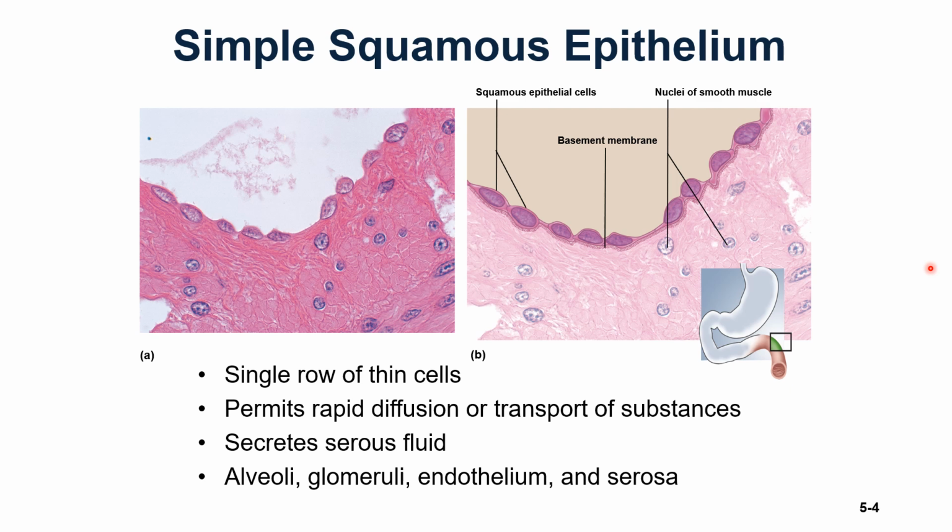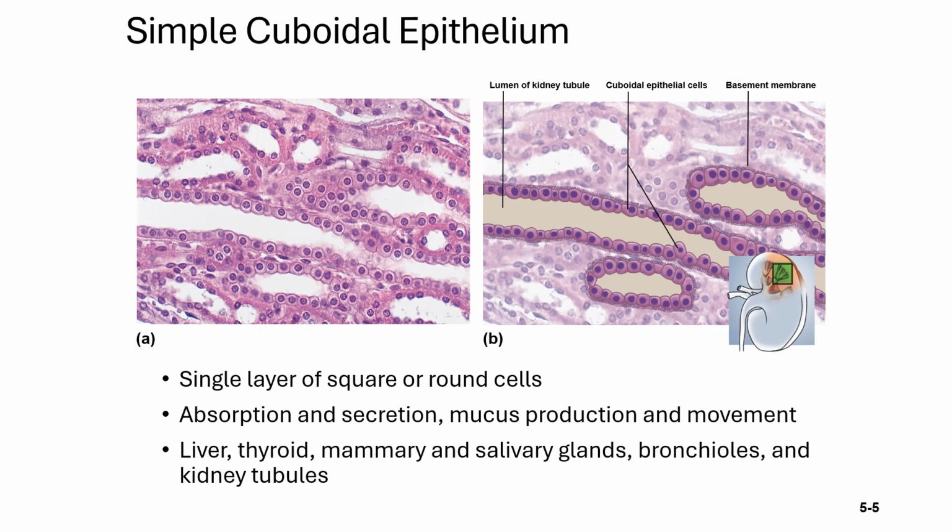So that is a simple squamous epithelium, usually seen in the lining of the intestine, lungs, and also the lining of blood vessels. Simple cuboidal epithelium has got a single layer of square or round cells. So that is a simple cuboidal epithelium. The main function is absorption of nutrients. They also secrete some mucus. Examples of a simple cuboidal epithelium are the cells of the liver, the thyroid gland, and the kidney tubules.